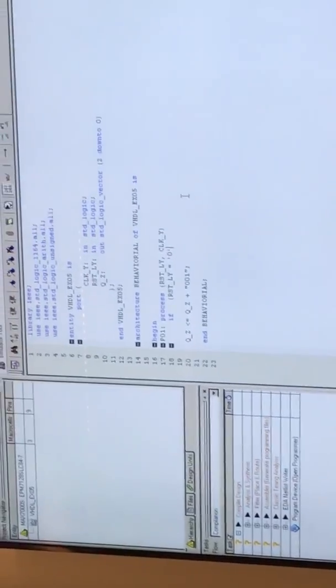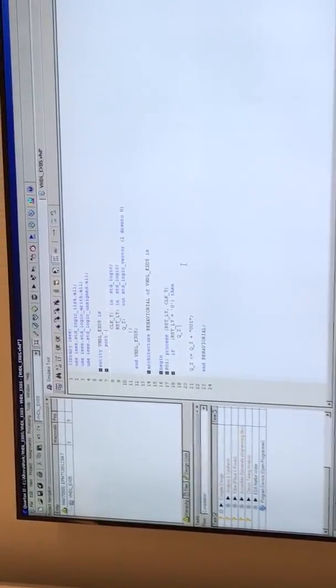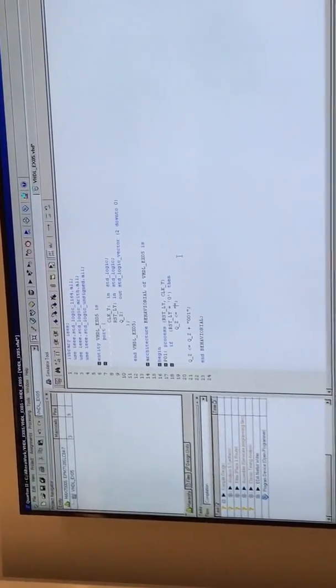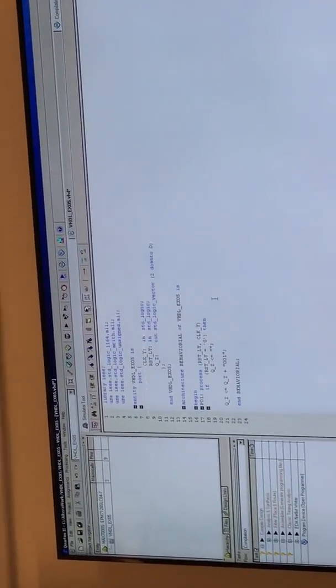So reset: if RST equals 0, what happens to the output? The output Q is going to be equal to, what value should we use here? If reset is active, what should be the output of the counter? 000. 000 is correct. Okay, reset your output. Next, else if rising edge of clock.